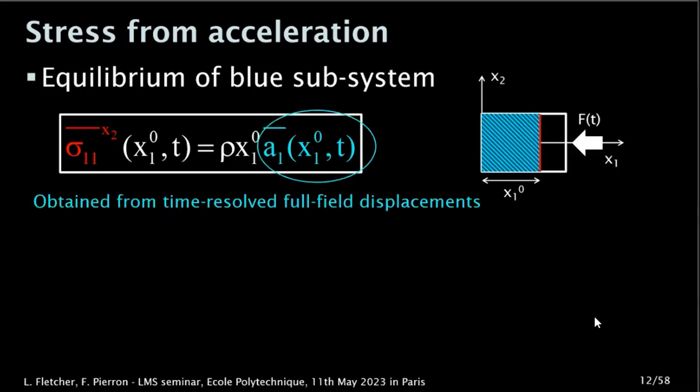Obviously, to have that, you need to be able to obtain full field deformation. So you need to have spatial information on the acceleration, but also with sufficient temporal resolution, so you can differentiate the signal twice to get meaningful acceleration. So I'll say a few words about that later.